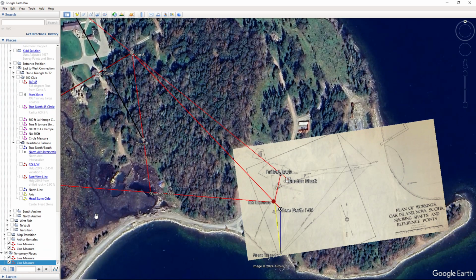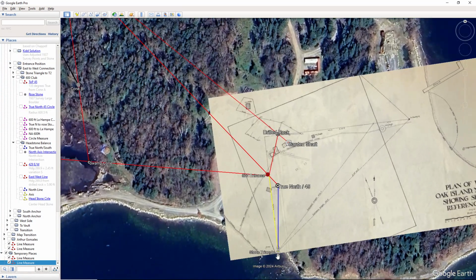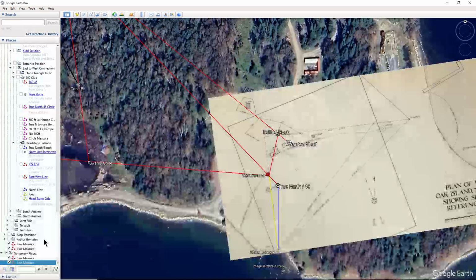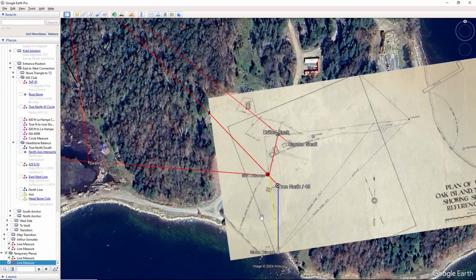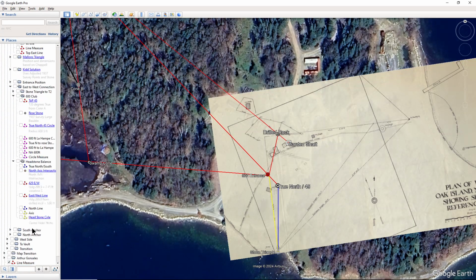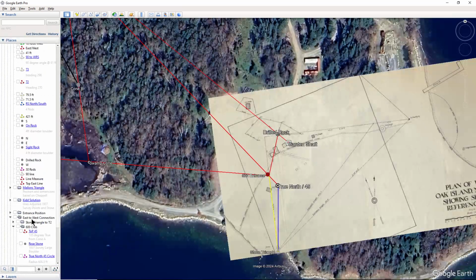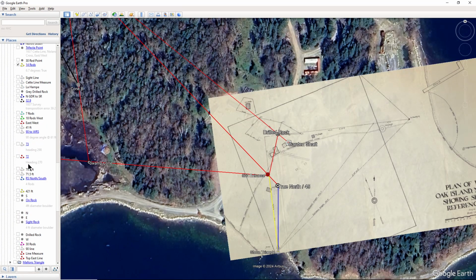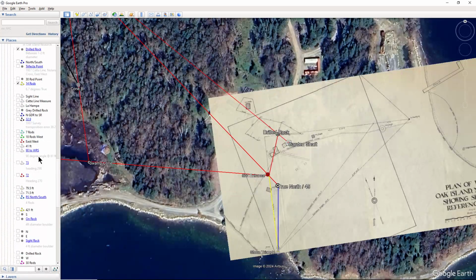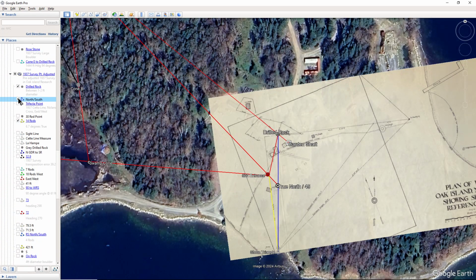Now, the drilled rock is associated with the stone triangle, which was also something Gilbert Hedden was interested in. I don't have the line here. Let me put the line on here. This north south line goes from the stone triangle all the way to the drilled rock, and this is a north south axis.